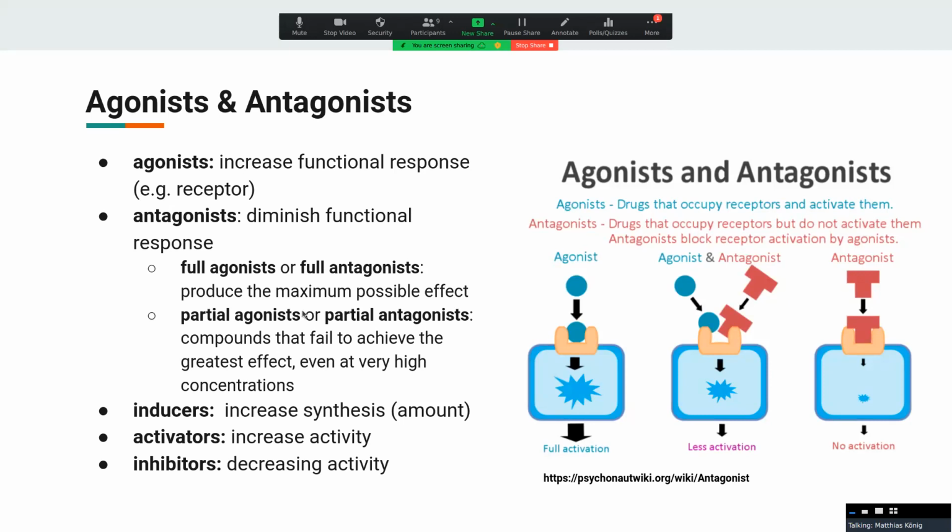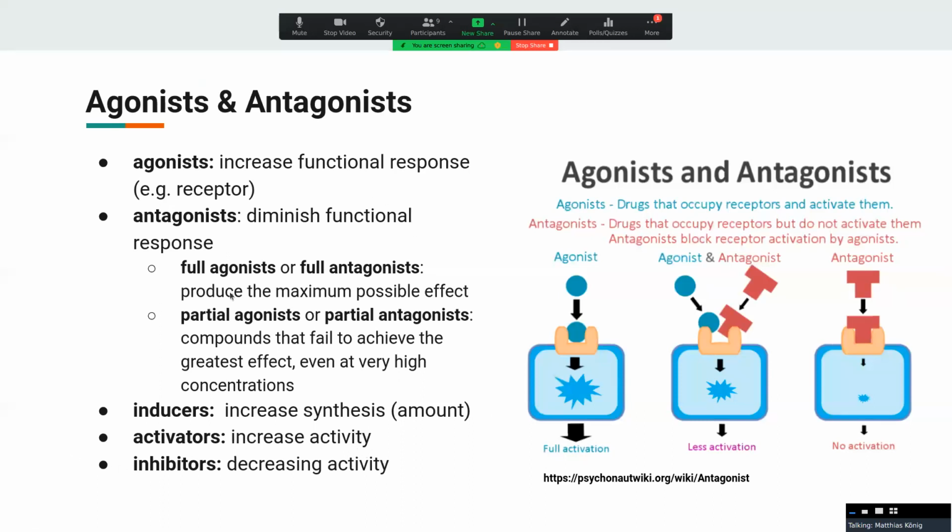One often distinguishes between full agonists and partial agonists, and this says whether the drug is capable of showing the full maximum effect, or if it's only showing a partial effect. In addition, you often find words like inducers, which increase the synthesis or the protein amount of things. You see activators, which don't change the amount of enzymes or proteins, but they increase the activity, and inhibitors decrease the activities.